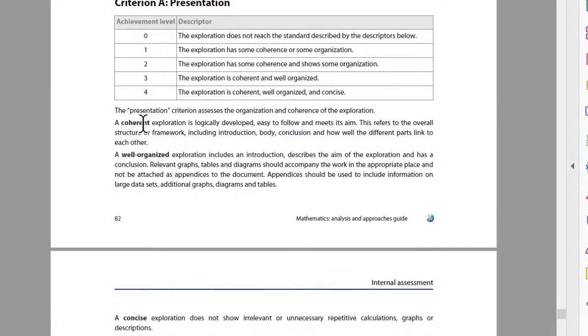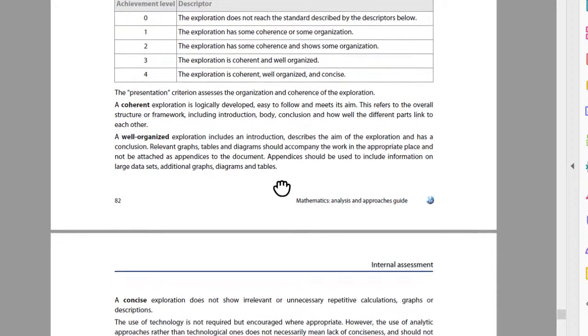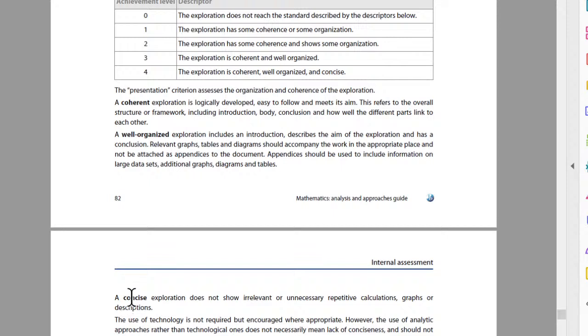It is definitely coherent. These go hand in hand: coherent, well organized, but not as concise as it could be, because it's probably trying to meet, like I say, a page requirement. So I would say this would be level 3, and this is at both the SL and HL level.